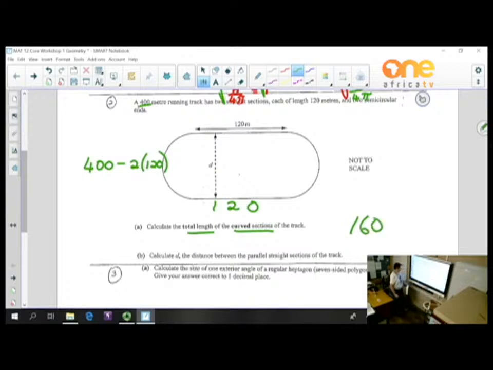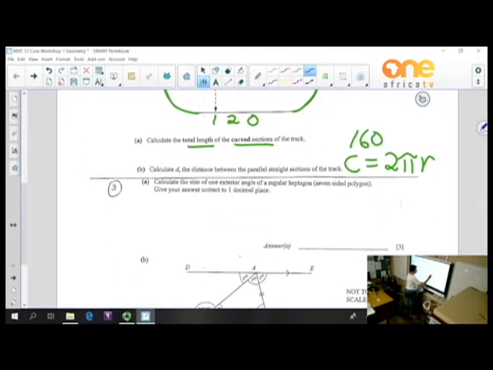And then they say calculate D, the distance between the parallel straight sections of the track. Now, because it is the 2 curved sections, this will form a full circle. So that means that is actually the circumference that we have there. So the formula that we will use here is circumference is 2 pi r. And we know now that the circumference is 160.